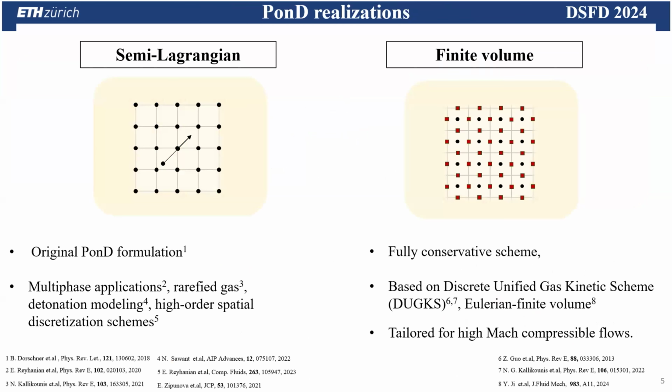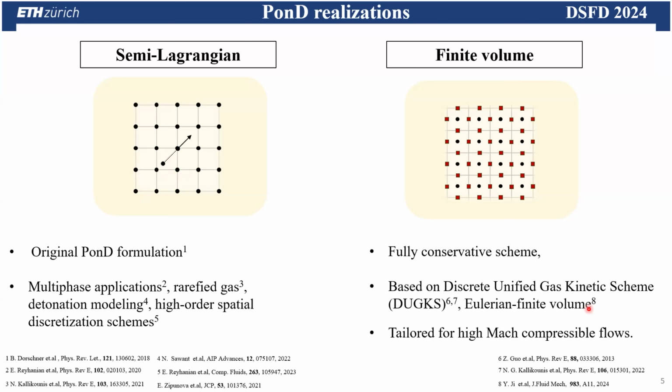PonD was originally realized with a semi-Lagrangian discretization scheme, which is very similar to the LB algorithm, but here it is adapted to accommodate off-lattice velocity sets. The update rule is again executed as a series of streaming and collision steps, with additional interpolations that take care of the off-lattice departure point and the frame transformation that connects the different frames. PonD has been applied to multi-phase flows, rarefied gas dynamics, simple detonation modeling, and also higher-order spatial discretization schemes.